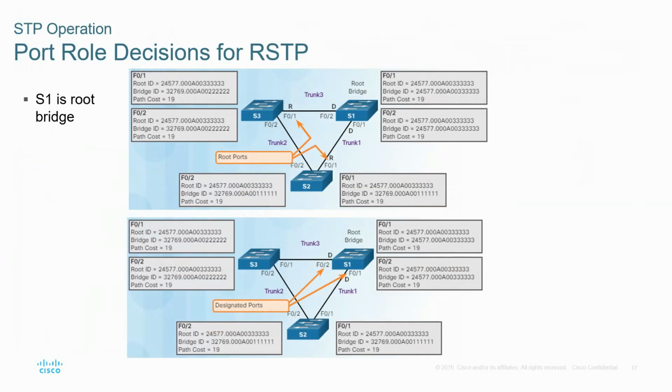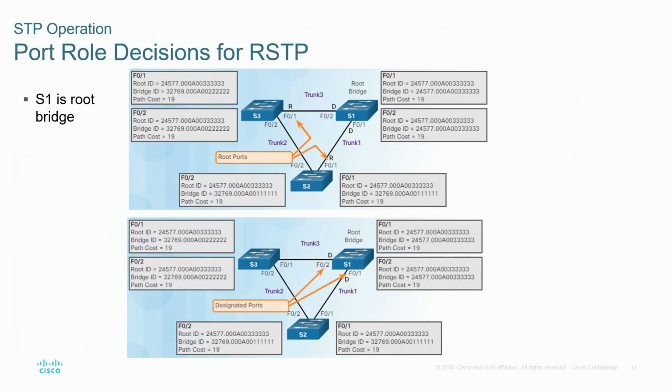You can set priorities. So for example, in this figure here, S1 has the lowest bridge ID, and so S1 becomes the root bridge. And based on that, using the cost of each link, you can determine what is the root port. And so F01 on switches S2 and S3 become the root port. And after that, you can determine what is the designated port and what is the blocked port.